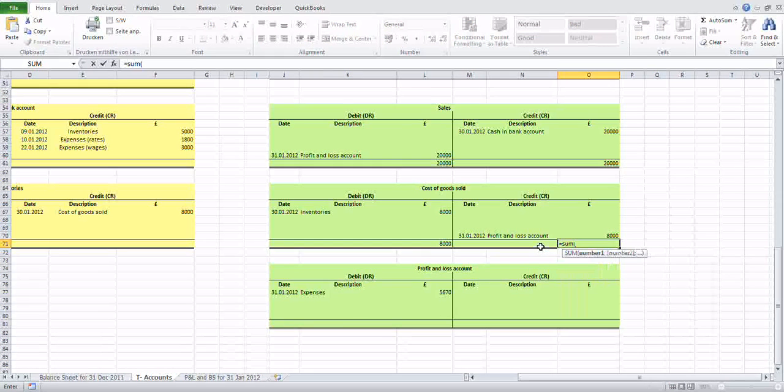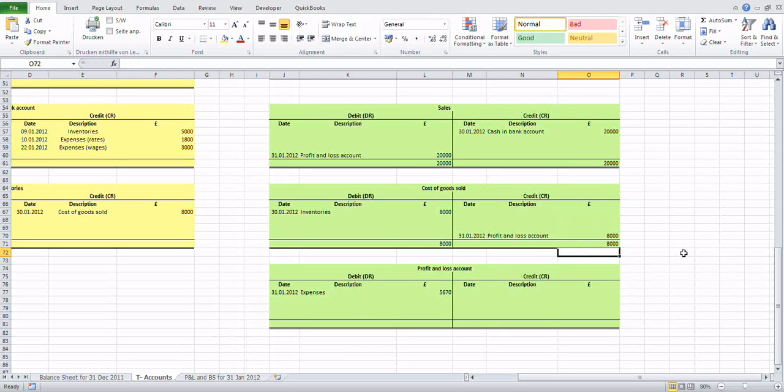Same here, and always check if the sides are actually really balanced out. They should, but double checking in accounting is always a good trait, a good characteristic. And now we're going to do the same as we did with the expenses, with sales and cost of goods sold.